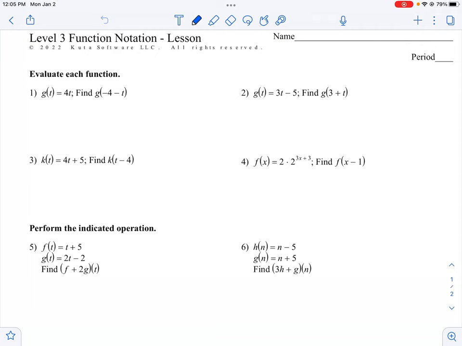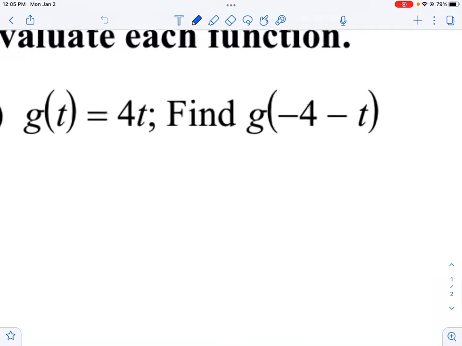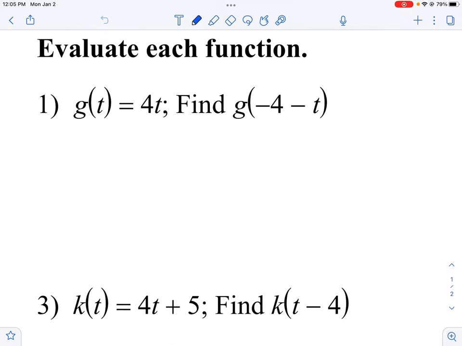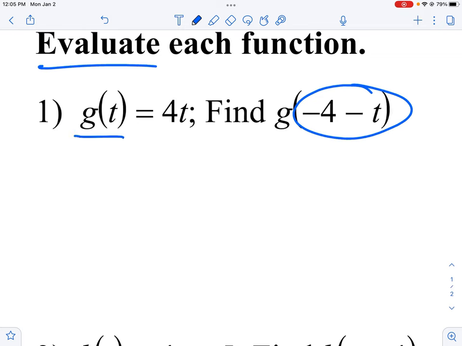Hello, ladies and gentlemen. Time for level 3 function notation. What makes level 3 a little bit different from level 2 is that you're still evaluating, but now it's got more than just a number. You're evaluating a whole other expression. But you still do the same thing. G of t equals 4t.